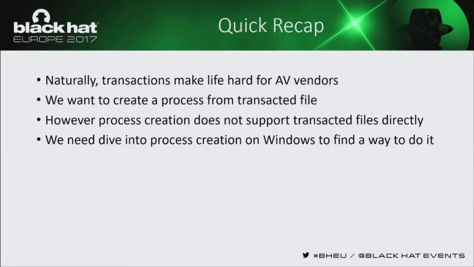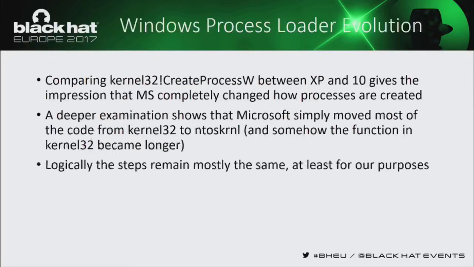Now, what we want to do is leverage this and try to create a process from a transacted file. That being said, the Windows process loader, as most of us know, only accepts a file path to create a process. And we don't have a CreateProcessTransacted API. So what we're going to do is dive into the process creation process on Windows and try to see if we can find a way to somehow create a process out of a transacted file.